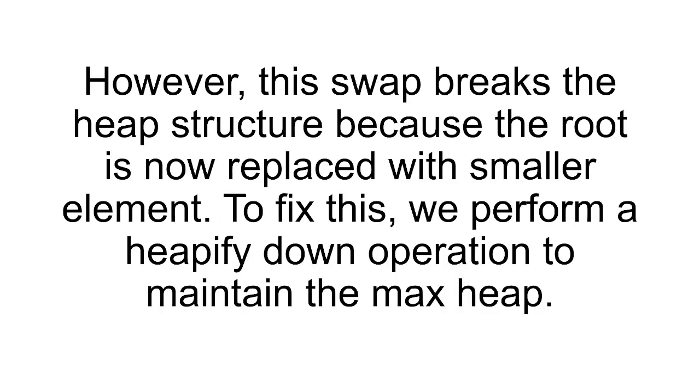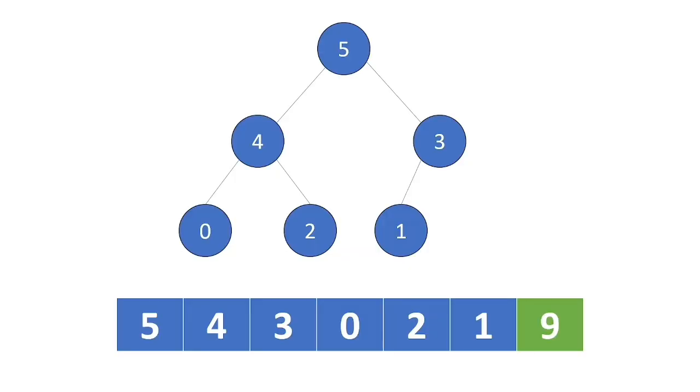However, this swap breaks the heap structure because the root is now replaced with a smaller element. To fix this, we perform a heapify down operation to maintain the max heap. This is the output of our heapify. So we have a max heap, but we ignore the sorted part of the array.